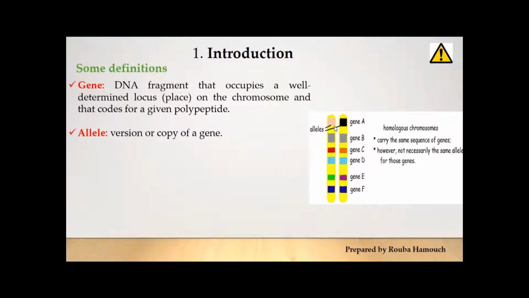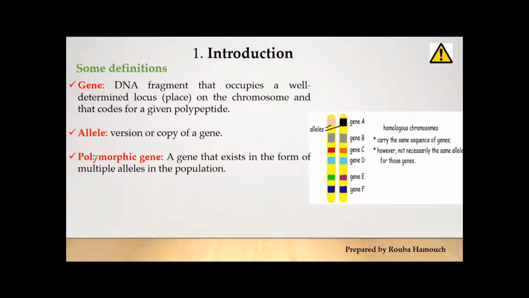However, it is not necessarily that the gene has the same alleles on both homologous chromosomes. For gene D, we have same alleles since we have identical colors. Same as for gene B. While for gene A and gene C, gene E, we have different colors on the homologous chromosomes. The colors mean that we have different alleles for the same gene. So the alleles can be identically inherited from the mother and the father, or they can be different.